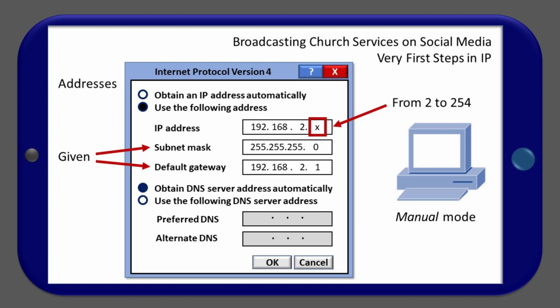As we know by now, all the devices on that network will have a unique IP address from 192.168.2.2 to 192.168.2.254. The subnet mask is 255.255.255.0. And the default gateway is 192.168.2.1, the router address.